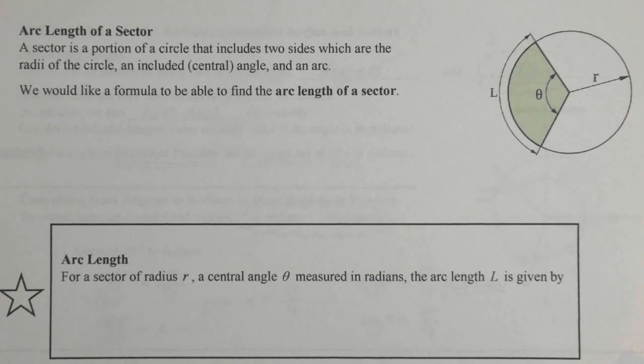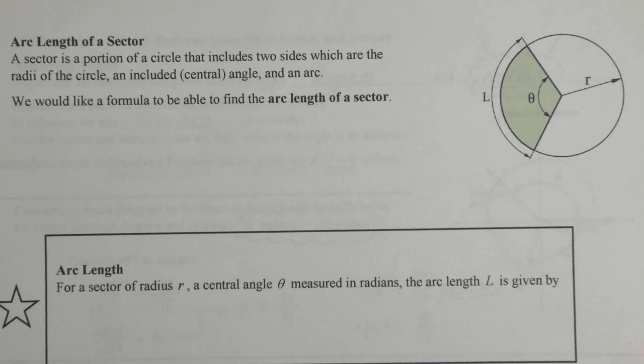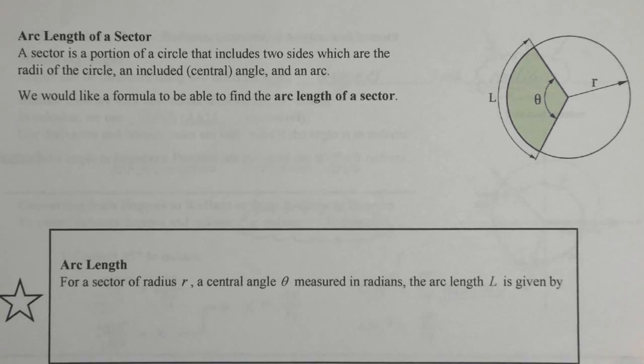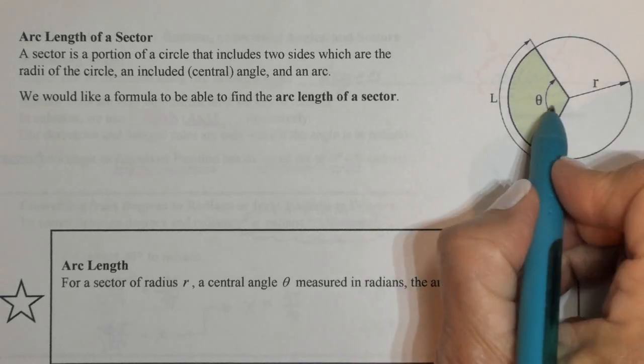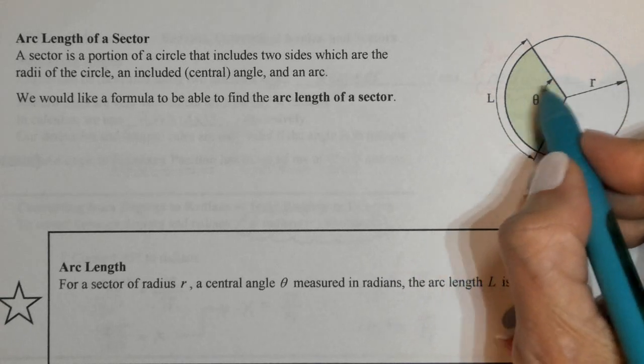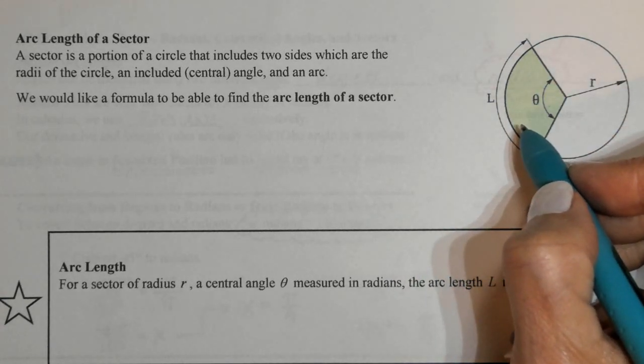Next little mini topic here. Arc length of a sector. This sounds pretty different. I'm going to throw this in here today. A sector is a portion of a circle that includes 2 sides, which are the radii of the circle, and an included or central angle. So what is shaded here in green is a sector. It is a portion of a circle.